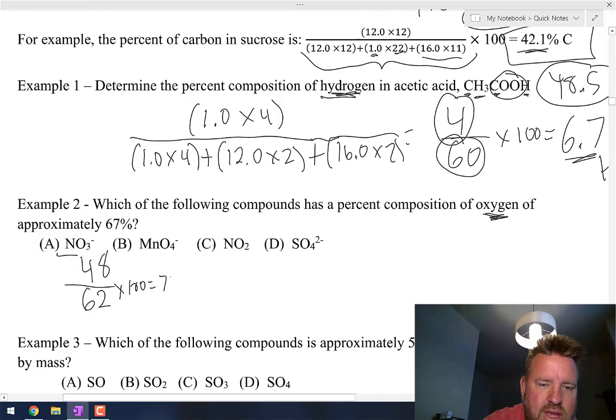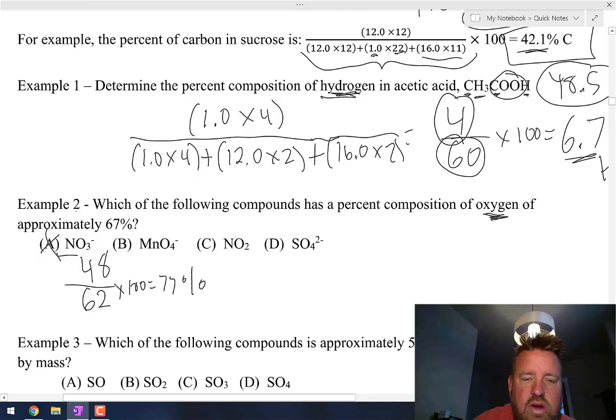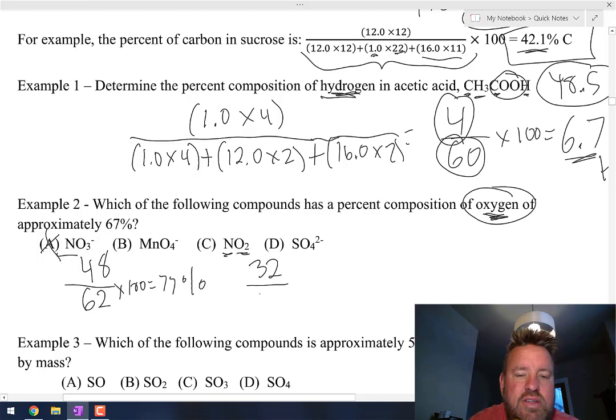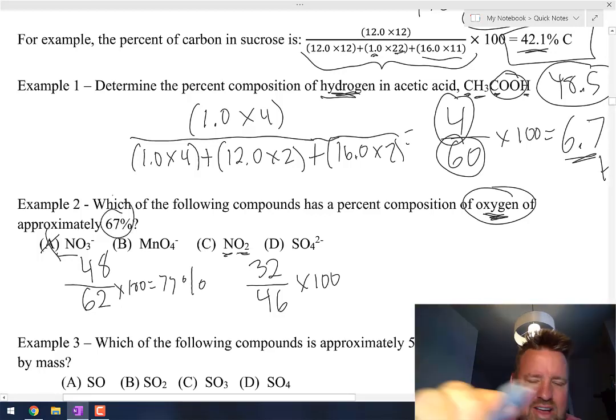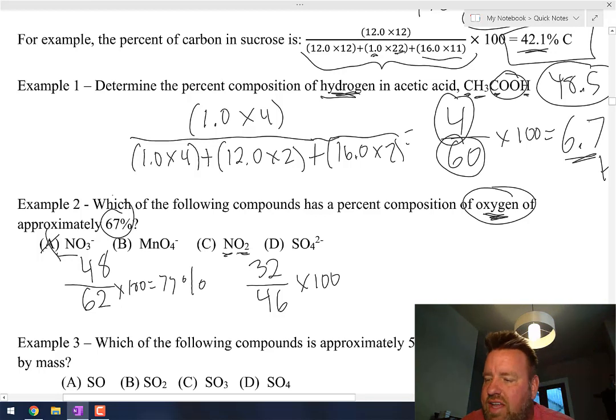Okay, so what does that tell me? Well, it's not A. Let's go to B, or let's go to C, just because I don't know the mass of manganese off the top of my head. So on C, the percent composition of oxygen: the oxygen mass is 32. The mass of the whole thing is 32 plus 1 nitrogen, which has a mass of 14, so 46. 32 divided by 46 times 100% is 69.6%. Not close enough. I don't like that enough to say that that's okay.